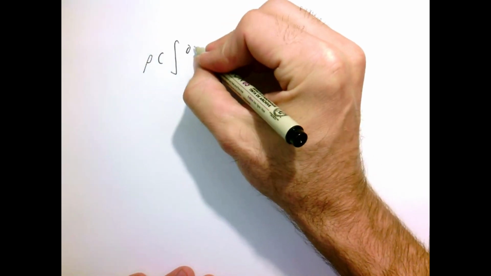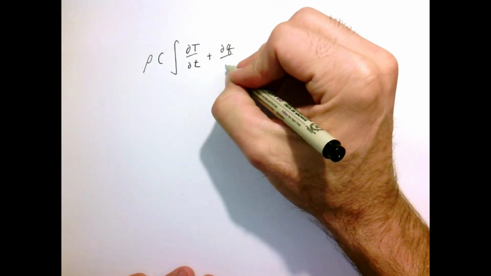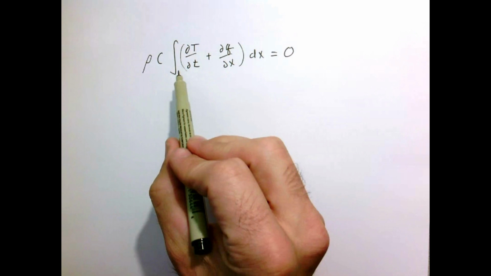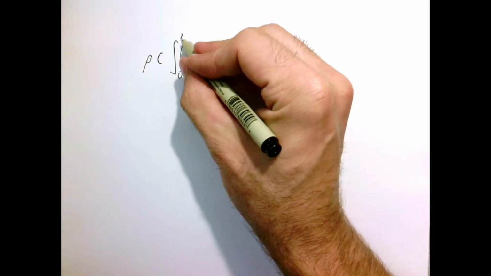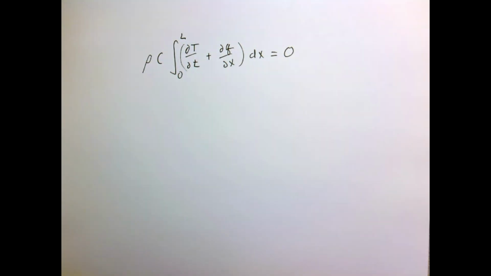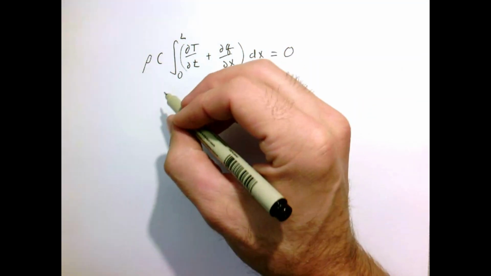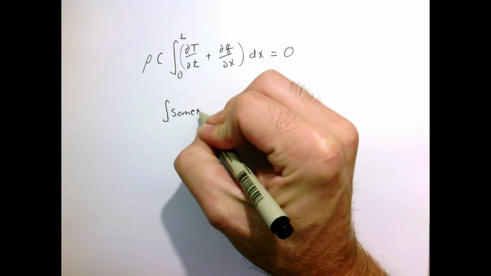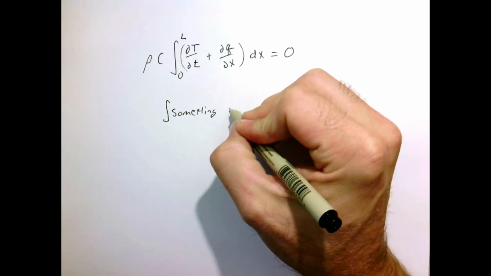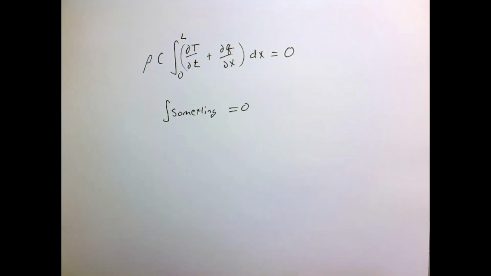I can group those terms together, and I can group them together inside the integral. So now I have everything inside the integral, integrated over x from 0 to L, equaling 0. So now let's think about what this means. I have the integral of something which is equal to 0. So if I integrate anything and it's equal to 0, there's only 2 options.